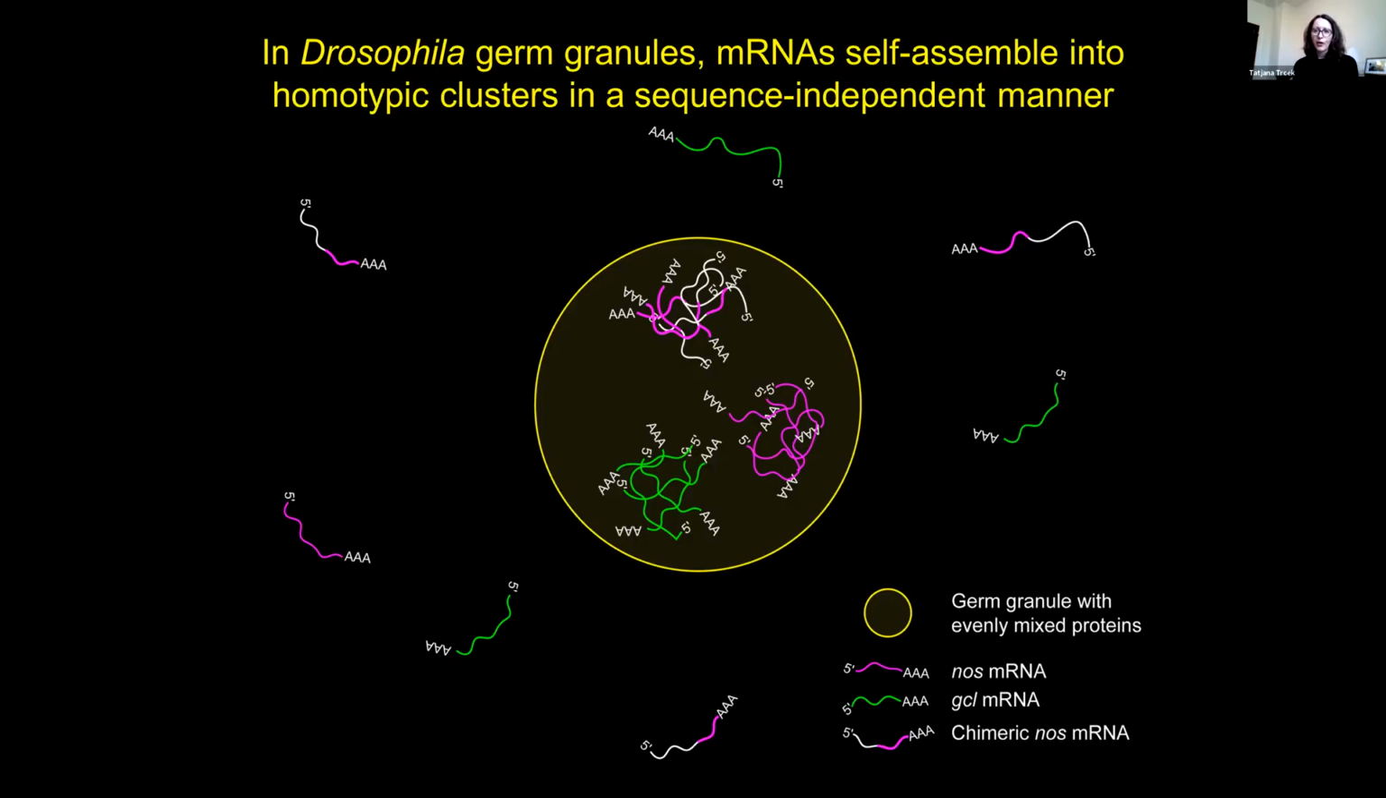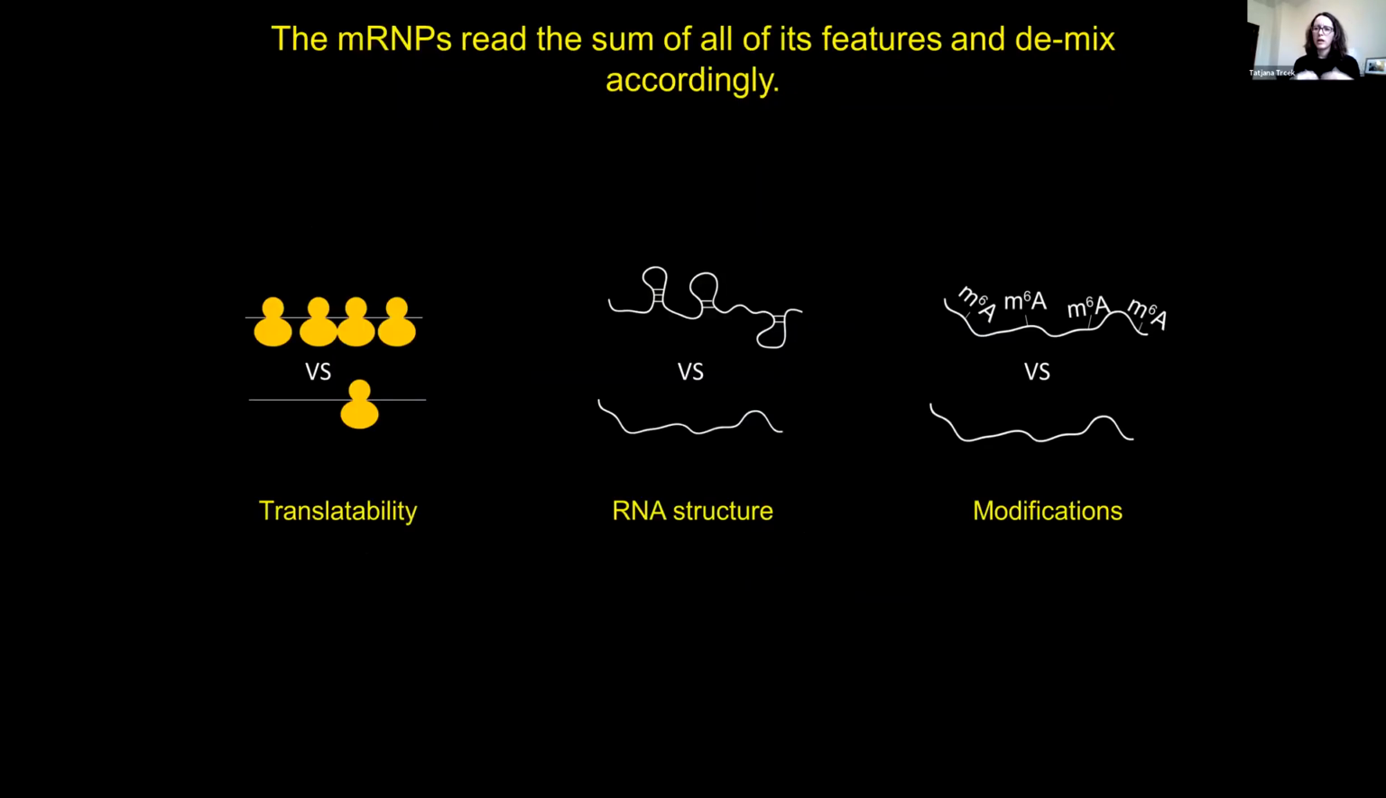We, of course, do not know what generates the specificity for homotypic assembly. But given that small perturbations to the transcripts are enough to cause the mixing of a chimeric mRNA from the endogenous RNA, this result suggests that it's probably the entire property of the mRNP that is really important, not just sequence, not just a single structure or a protein bound to it.